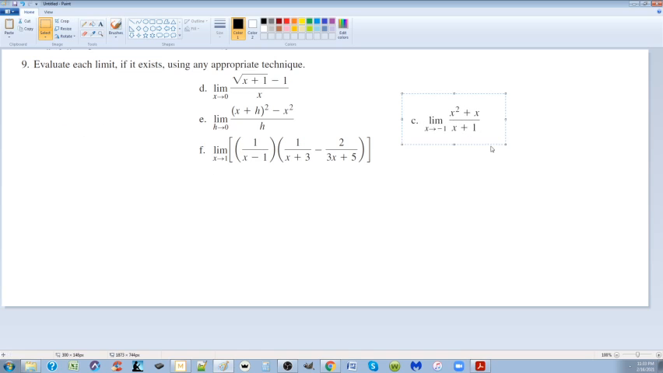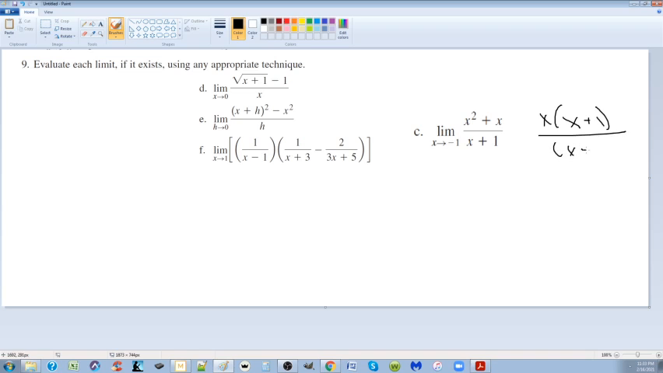This one is pretty easy. And you can overthink things, but if you take x out of the top, you're left with x plus 1 over x plus 1, and they cancel. So as x approaches minus 1, this whole thing becomes minus 1.